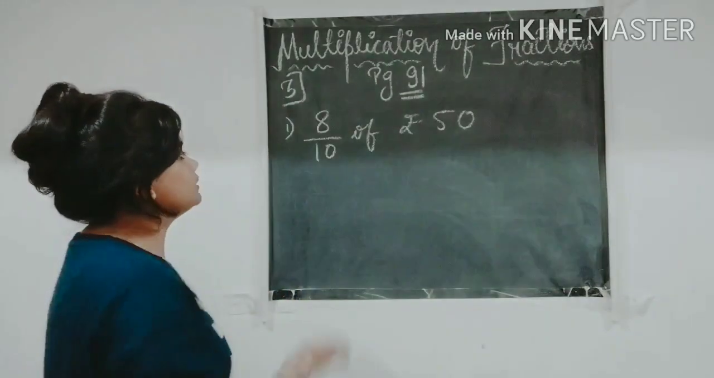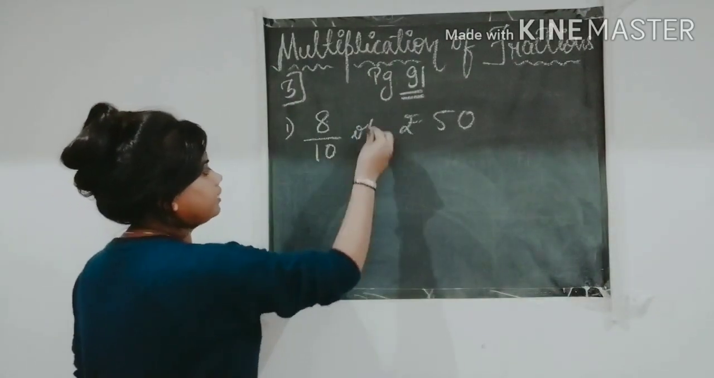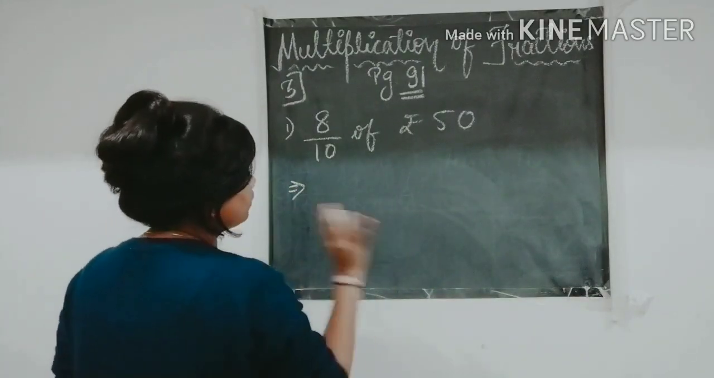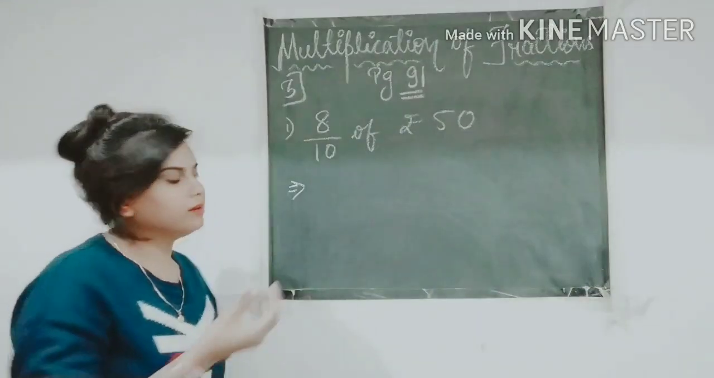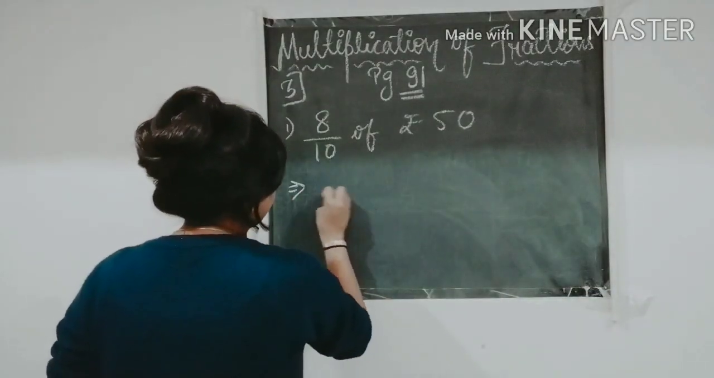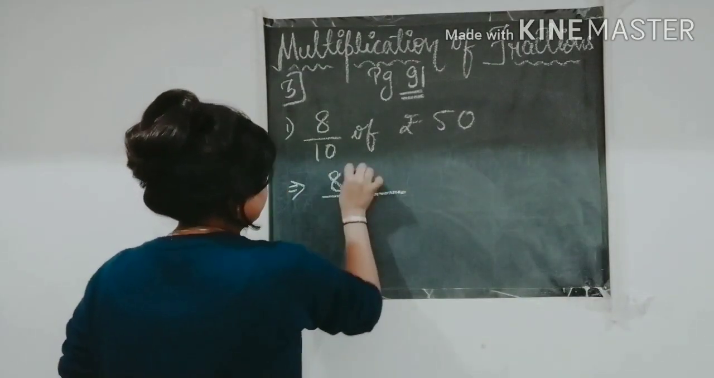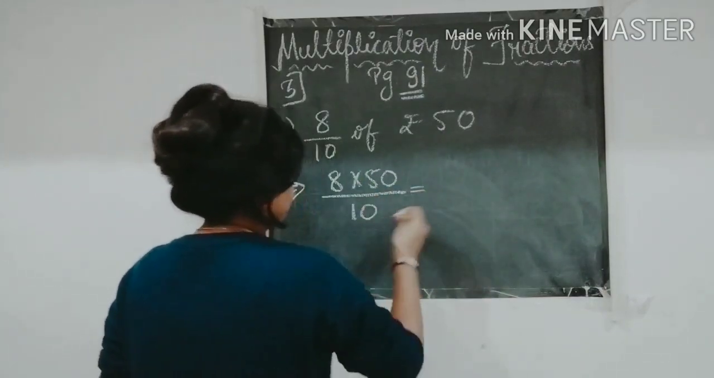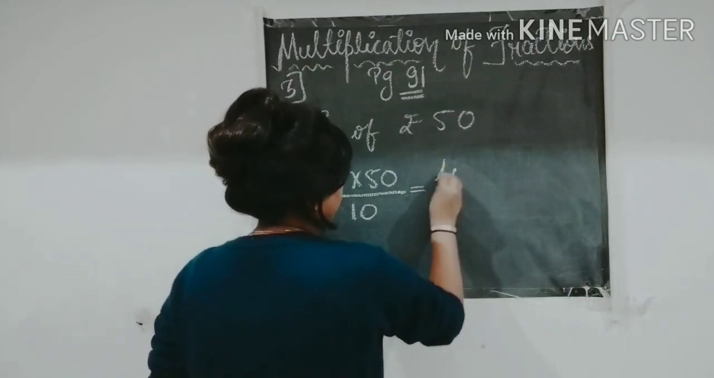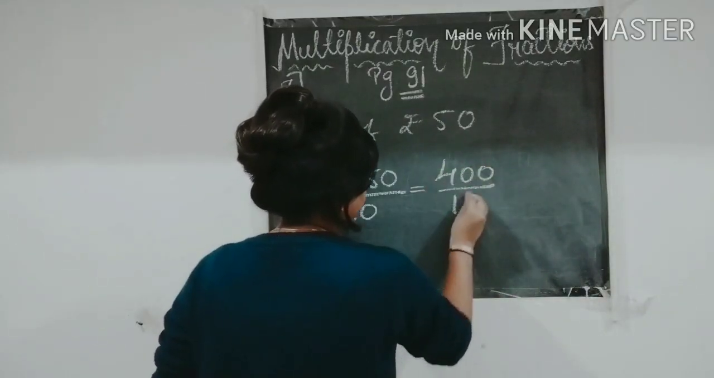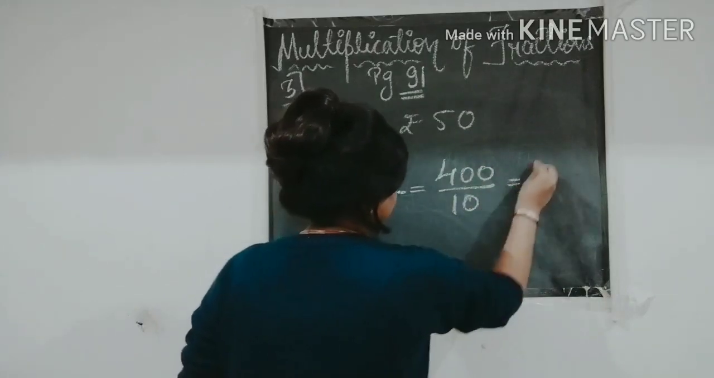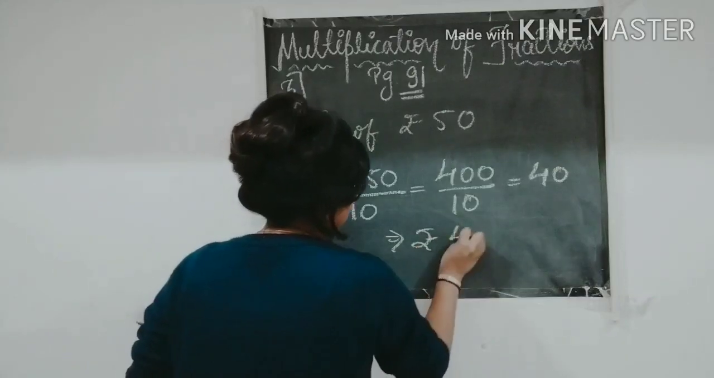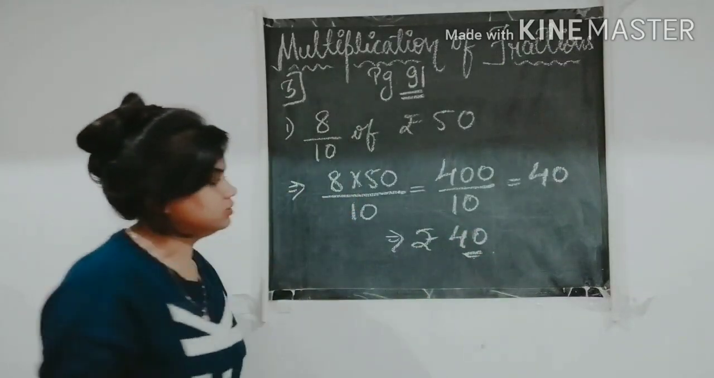Next type of question is question number 3. Find the value of 8 by 10 of rupees 50. Here you don't have to convert it into paise. You can directly solve in rupees. So take the numerator 8 multiplied by 50 and 10 as the denominator. Now multiply, you will get 400 and denominator 10. On dividing this you will get 40. So the answer will be rupees 40. Understood?